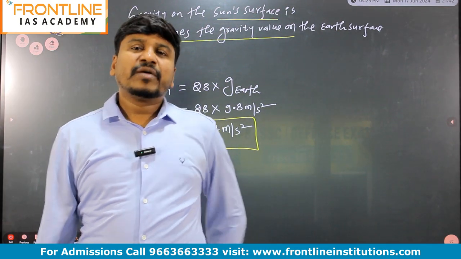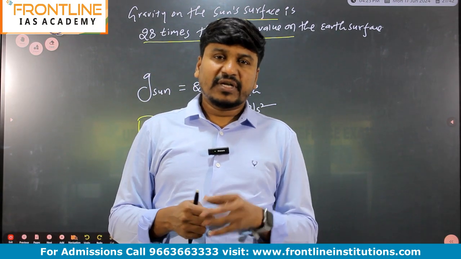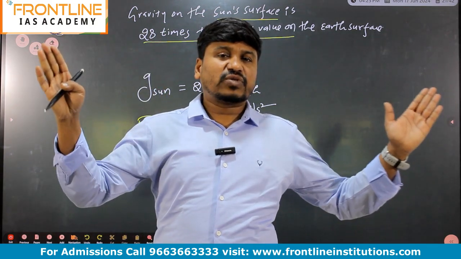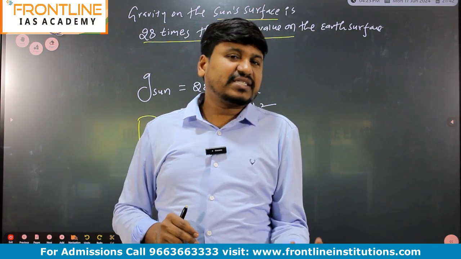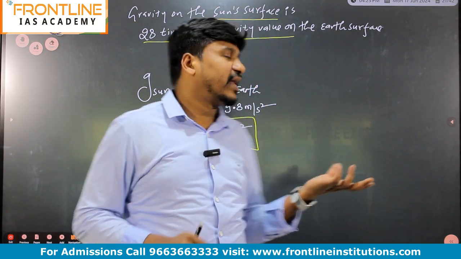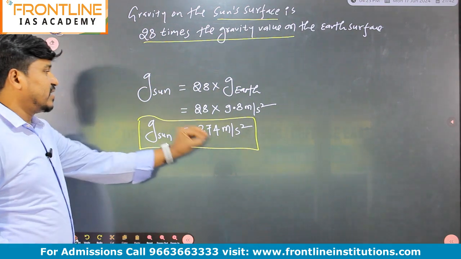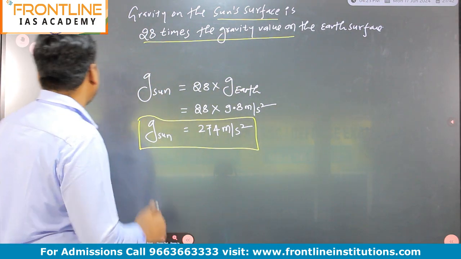Why? What is the reason? Because the sun is very large compared to the earth. Objects that have a bigger size will have more gravity, and objects that have a smaller size will have lesser gravity, right? So g on the sun will be 274 meter per second square.